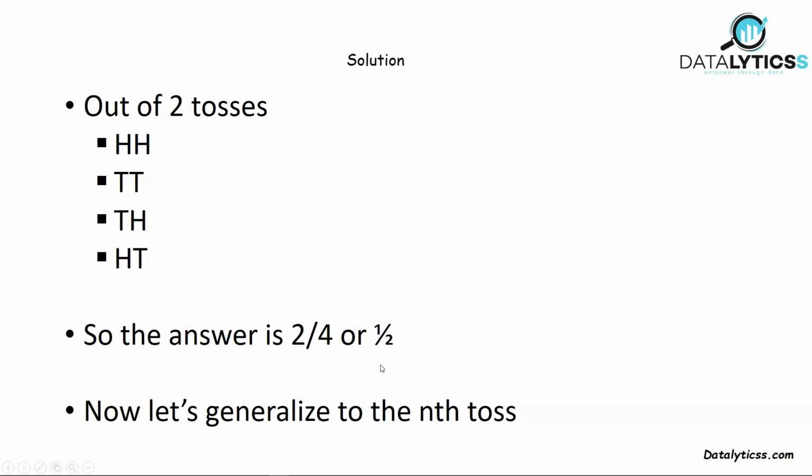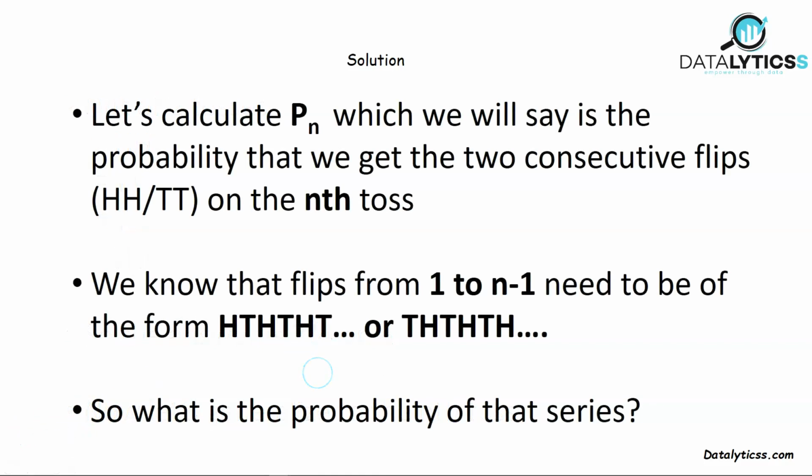So we need to generalize this to the nth toss. Let's calculate the probability of 2 consecutive flips, 2 heads or 2 tails, on the nth toss. Before the 2 consecutive flips happen, what will be the event before that? Before that, it will be an alternating series: head tail, head tail, head tail, or tail head, tail head, tail head, until you get the same flip as the previous one, either a head or a tail.